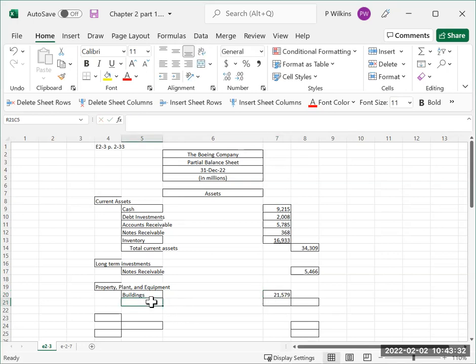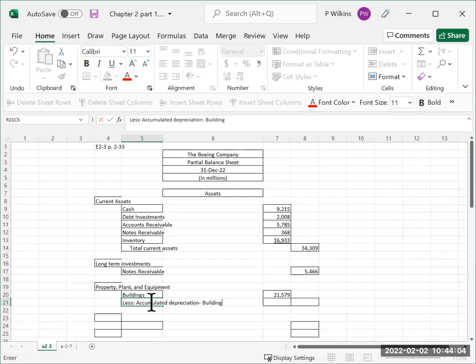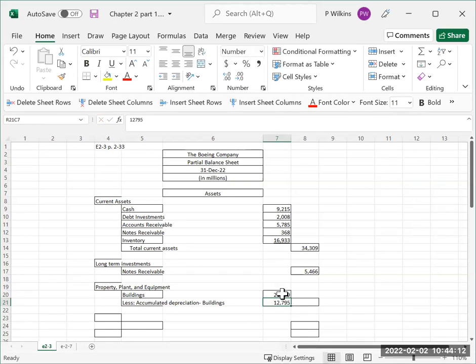And the buildings are 21,579. And when you have things under the PPE, land does not have depreciation associated with it, but the other things can and should normally have depreciation associated with them. So if we look in here, we're going to see we have accumulated depreciation buildings. So that's going to come next. But you put the word less in front of it. Less accumulated depreciation, buildings. The accumulated depreciation is 12,795. So we're going to subtract the 12,795 from the 21,579, and that's going to give us what they call the book value of this building, which is 8,784. Okay. Then we're going to go to the next section, which is the intangible assets.